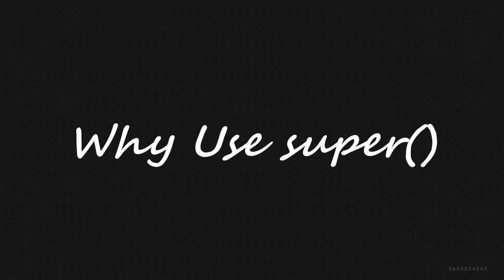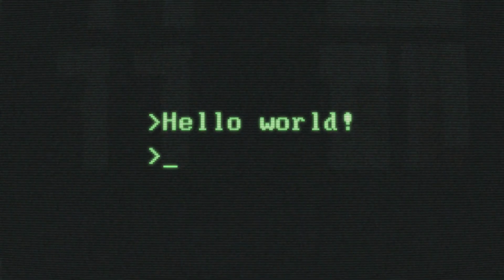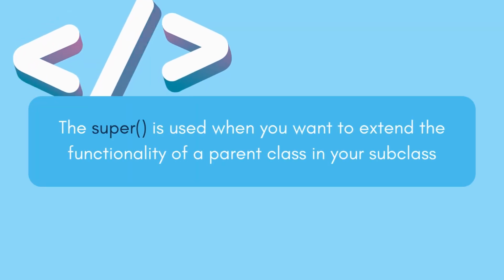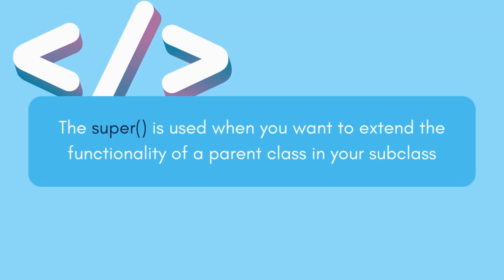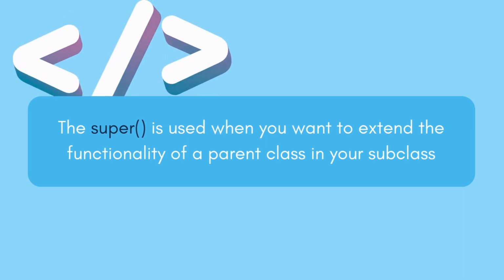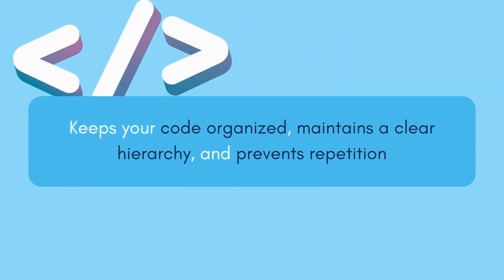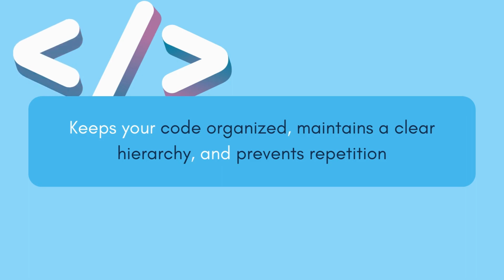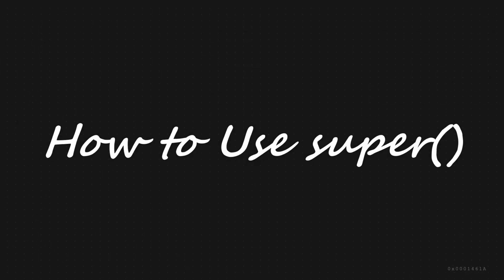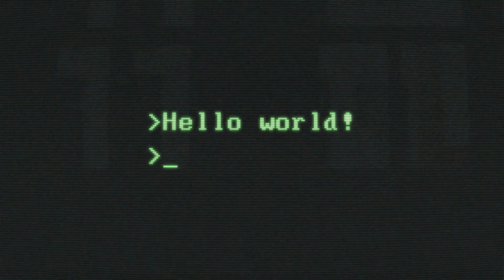Now, you might be wondering, why do I even need a super function? Great question. Using super is essential when you want to extend the functionality of a parent class in your subclass. It keeps your code organized, maintains a clear hierarchy, and prevents repetition. Let's dive into how to use super function. Using it is super simple too.